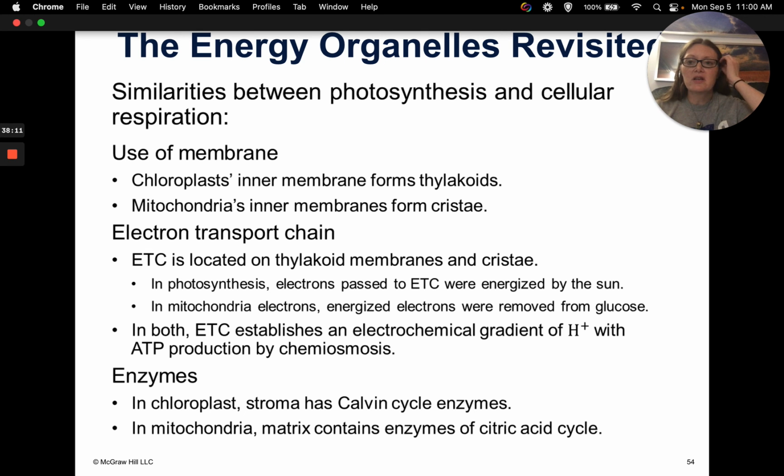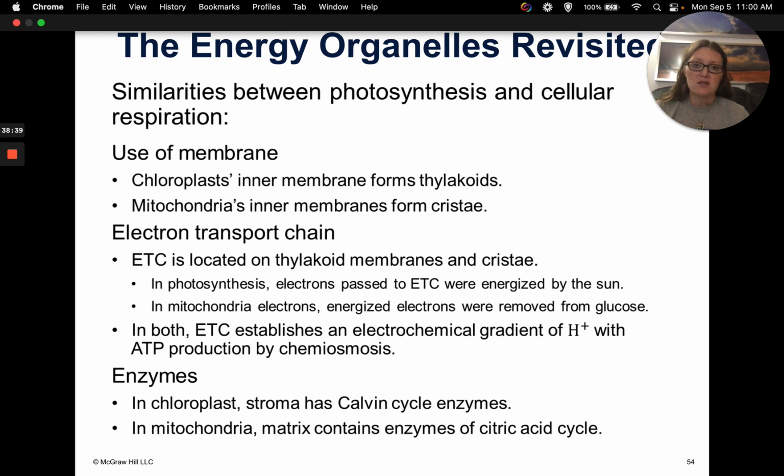So, the energy organelles we visited: there are similarities between photosynthesis and cellular respiration, which we've been talking about throughout this process. The chloroplast inner membrane, the thylakoid membrane, and the mitochondria membranes, which are called cristae again, are both very similar in their purposes. The electron transport chain is similar in both photosynthesis and cellular respiration.